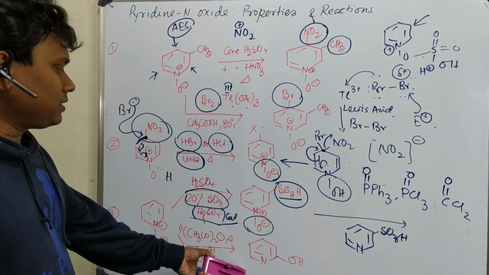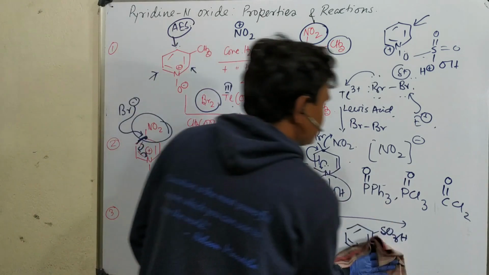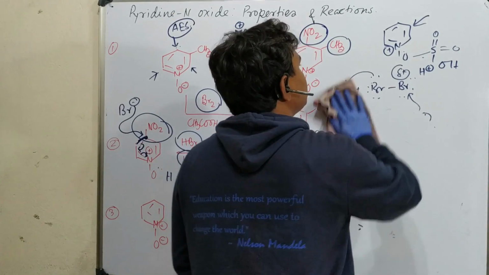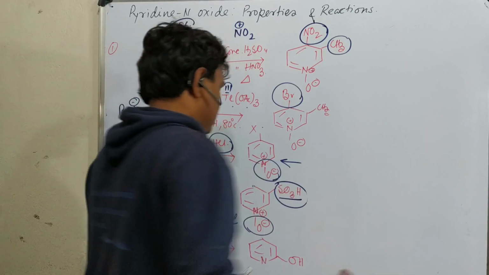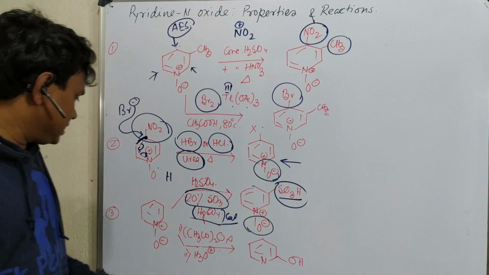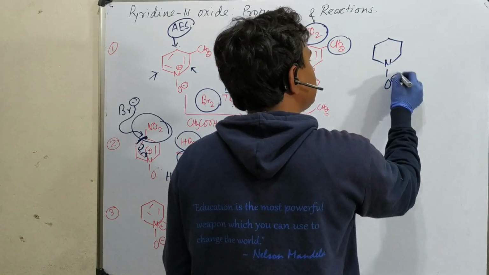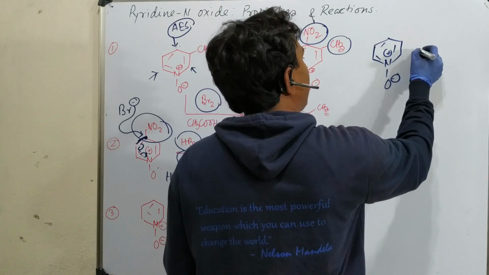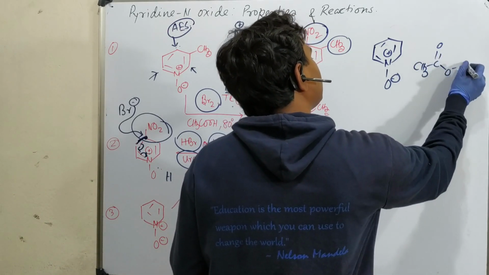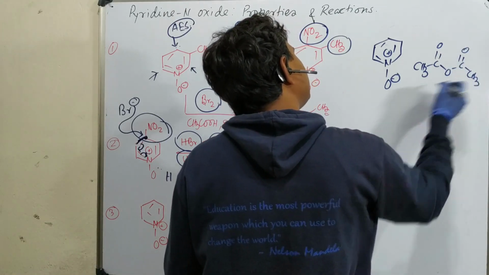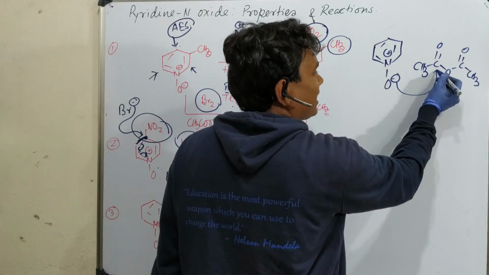But the interesting point is the fourth one. How does this reaction happen? So let's discuss. See, let me draw it here. It will be easier for you to understand. So this is a pyridine N-oxide and another with acetic anhydride. This is how acetic anhydride looks. See, this oxygen is pretty much nucleophilic. So what happened? It will attack here.